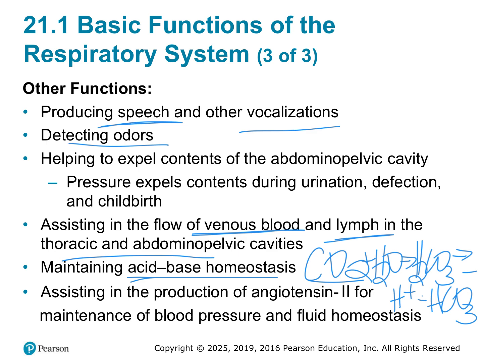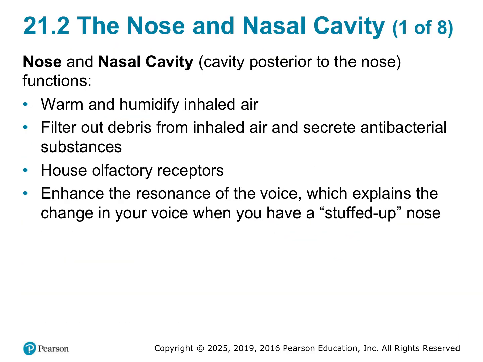And it also has a role in the production of angiotensin II, which we've already talked about, and the role angiotensin II has in blood pressure and fluid homeostasis. So let's go through the different components of the respiratory tract.